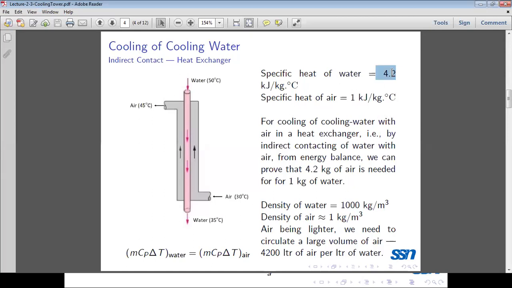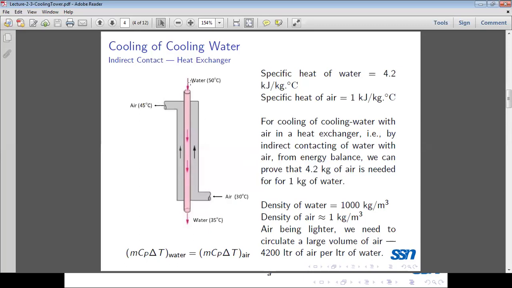So now you can easily say that for an equal amount of temperature change, for 1 kg of water, roughly about 4.2 kg, or roughly 4 times, of air you need to circulate. 4 kg of air you have to circulate for 1 kg of water. Is it right? To be precise, it is 4.2 kg of air per kg of water. Now, I'll ask another nice question. Of course, data is available right here.